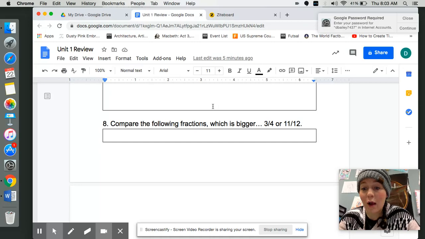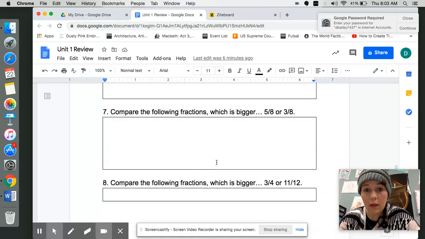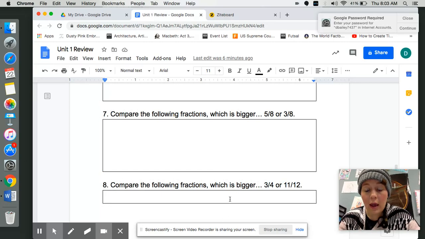Number 8, draw a picture. Show me why one of them is bigger, okay? And I bet if you draw a picture, you'll really see how they are.